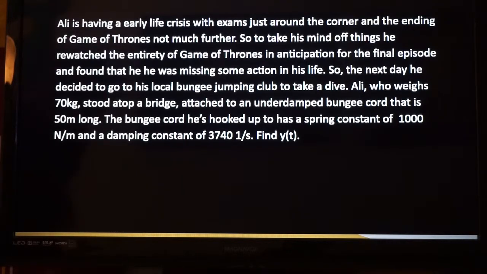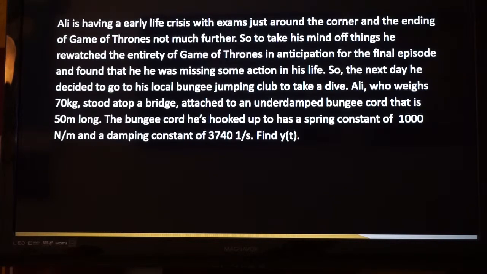Ollie, who weighs 70 kilograms, stood atop a bridge attached to an underdamped bungee cord that is 50 meters long. The bungee cord he's hooked up to has a spring constant of 1,000 newtons per meter and a damping constant of 3,741 kilograms per second. Find the general solution y of t.